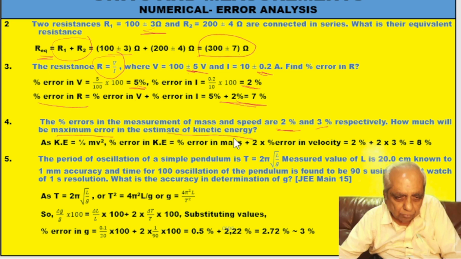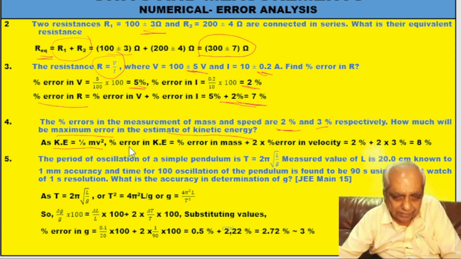Kinetic energy, you very well know, is half mv square. Constant has no part to play in calculating the error, but here there is a multiplication. So percentage error in kinetic energy would be percentage error in mass plus, this is v square, so 2 multiplied by percentage error in velocity. Mass is given to me as 2% and velocity is 3%. So 2 into 3, and if I add both of these, I will get the error in kinetic energy.